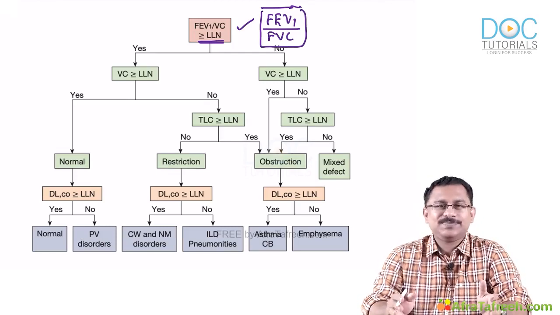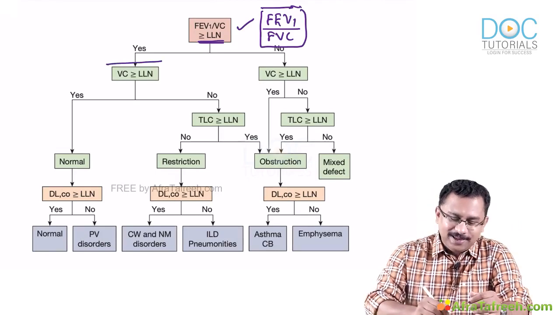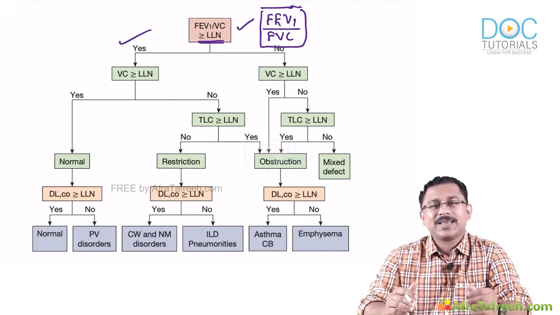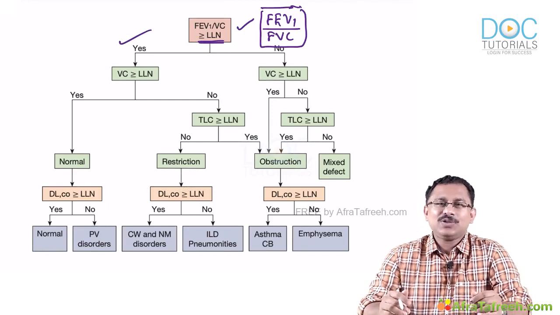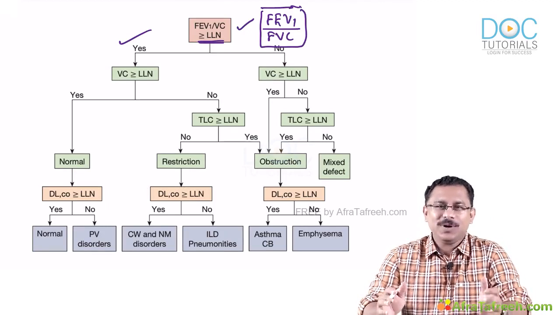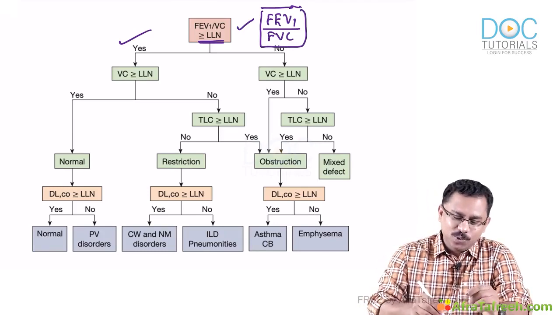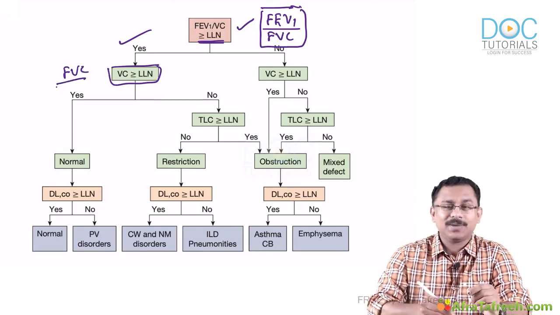Now suppose you have gone for this ratio and you find that the ratio, that is the FEV1 to FVC, is higher. In such a scenario, once you find the value is high, then what you do is go for the measurement of the vital capacity, that is your forced vital capacity.